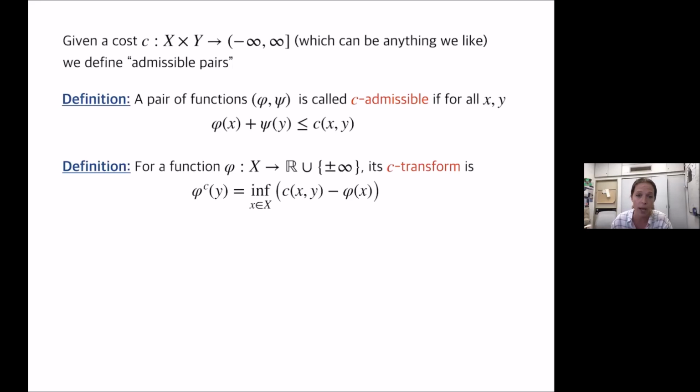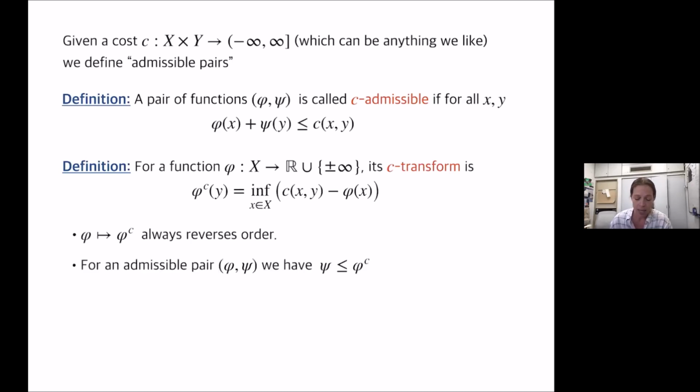Okay, so notice that right away with the cost, you get a transform on functions, from functions on x to functions on y. I allow the functions to attain values plus or minus infinity. You just have to be a little bit careful about summing plus and minus infinity. I'm not going to get into this right now. And this transform is very nice. First of all, it's always order reversing. If you start with the bigger phi, you're going to end up with a smaller phi^c. Just like I said, it's the biggest admissible partner, so for any other admissible partner of phi, phi^c is more than that.